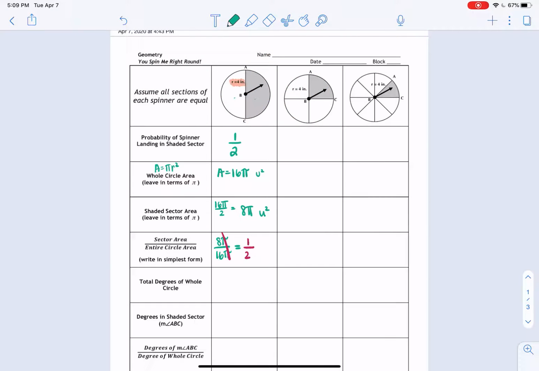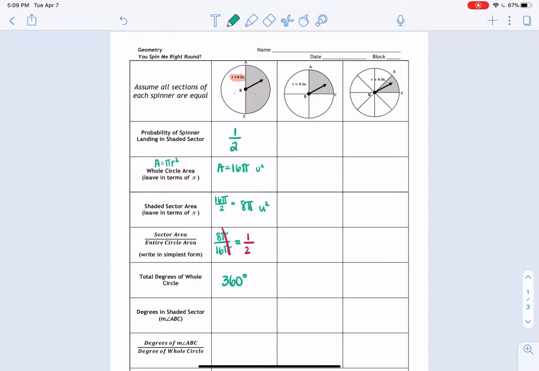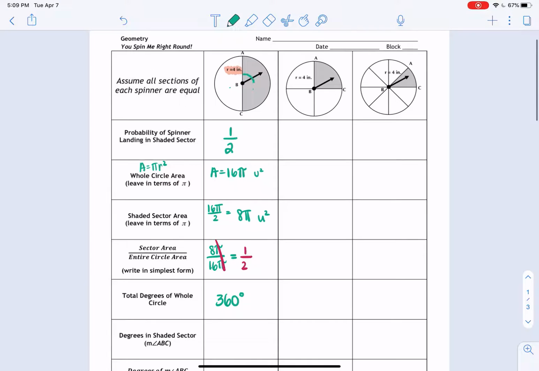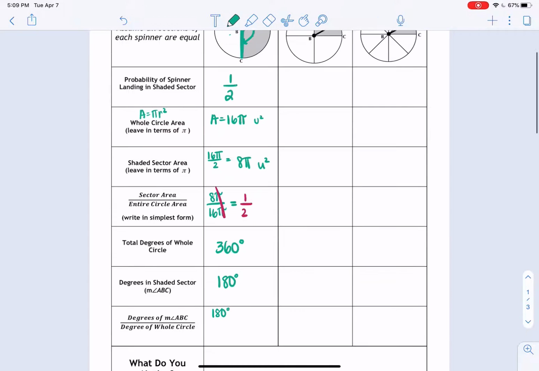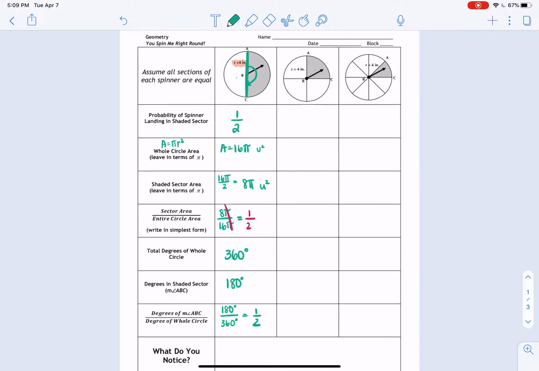Total degrees in a circle, there are 360 degrees. The degrees in the shaded sector, so we're saying, what is this? How many degrees are in a straight line? 180 degrees in a measure of angle ABC divided by the total. Again, as a ratio, that is 1/2. I'm going to pause the video, and I'm going to ask that you try to do these two pieces on your own.